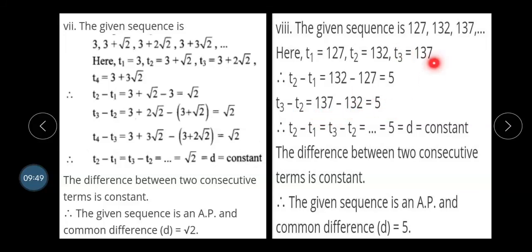As both are coming constant, therefore, second term minus first term is equal to third term minus second term, which is 5, which is constant. The difference between two consecutive terms is constant. Therefore, the given sequence is an AP and the common difference is 5.